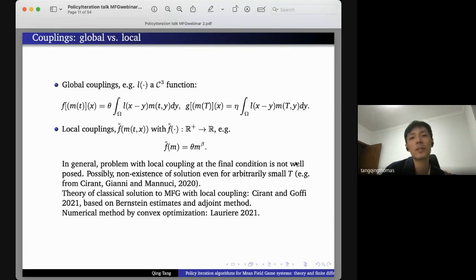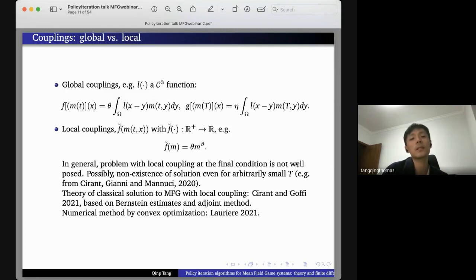I don't use the torus here. I use Omega because for some analysis, it's difficult to restrict to the torus. It is better to work with some other domains, for example, if you want some symmetric structure. That's why I use an Omega here. Okay, this is a global coupling.